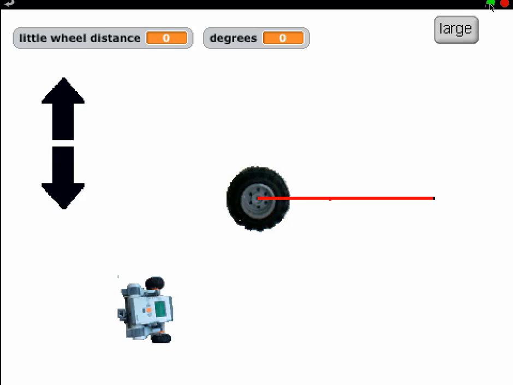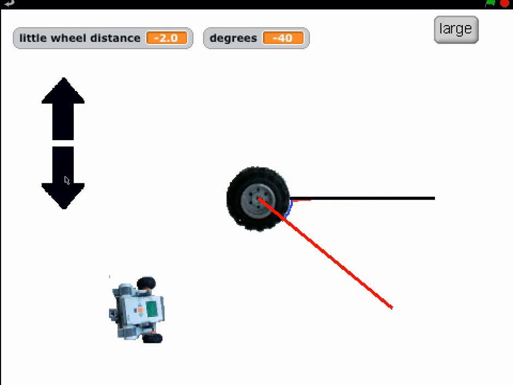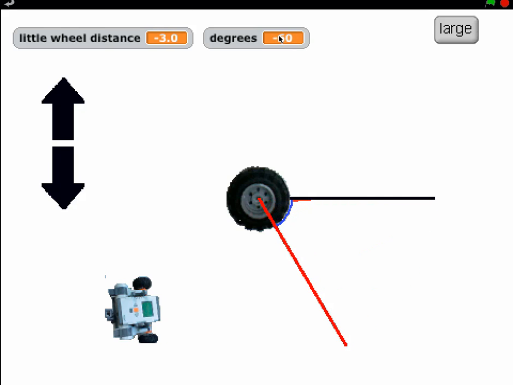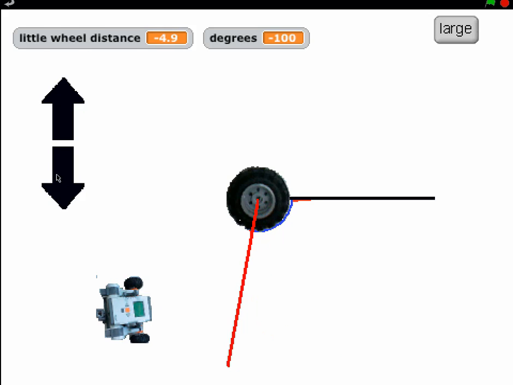Now if I want to reset this and start again, I could go backwards. And notice that my degrees are now a negative number here, and I'm going a negative distance, because it's from its starting point, it's going in the other direction, so we're calling backward negative.